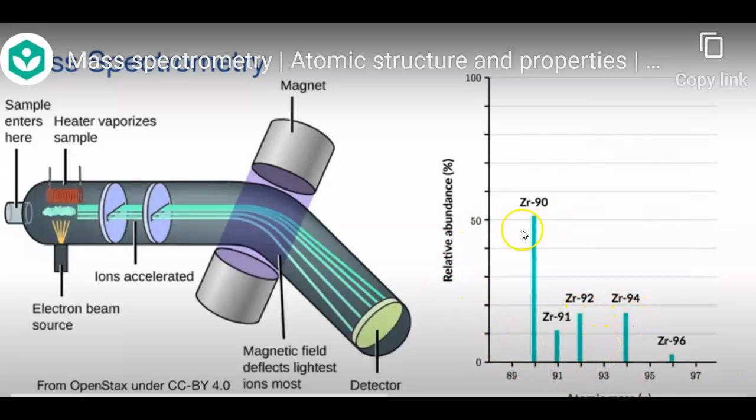Then, those data, the masses of each isotope and their percent abundance, can be used, and I'll show you how to do this, to calculate the average mass of zirconium. Some zirconiums weigh 90, some weigh 96, others weigh in between. The average mass of zirconium is based on the mass of these isotopes and their percent abundance.